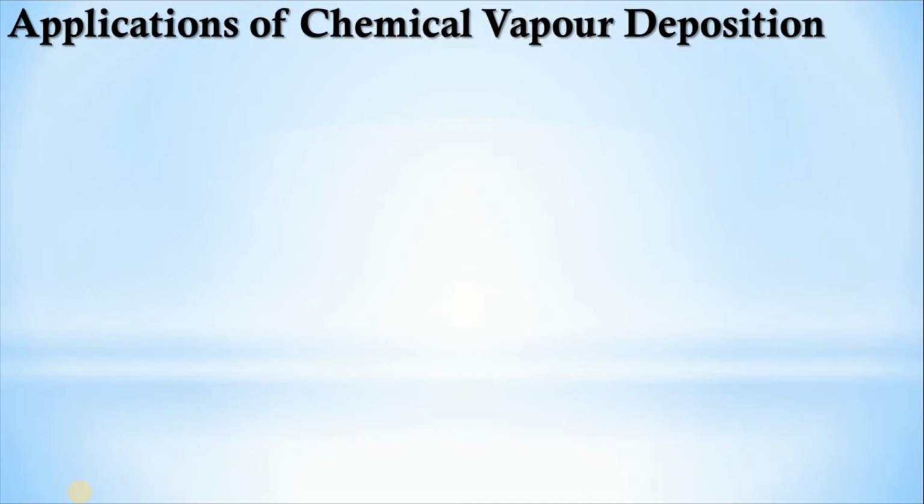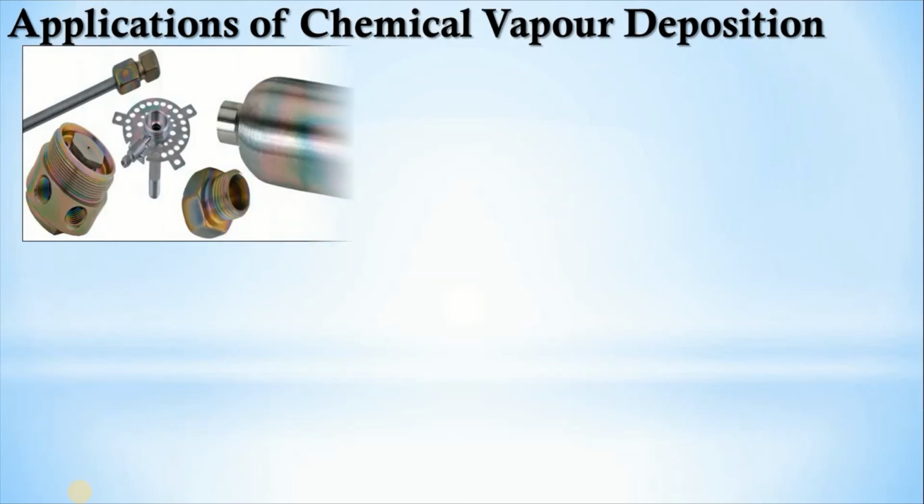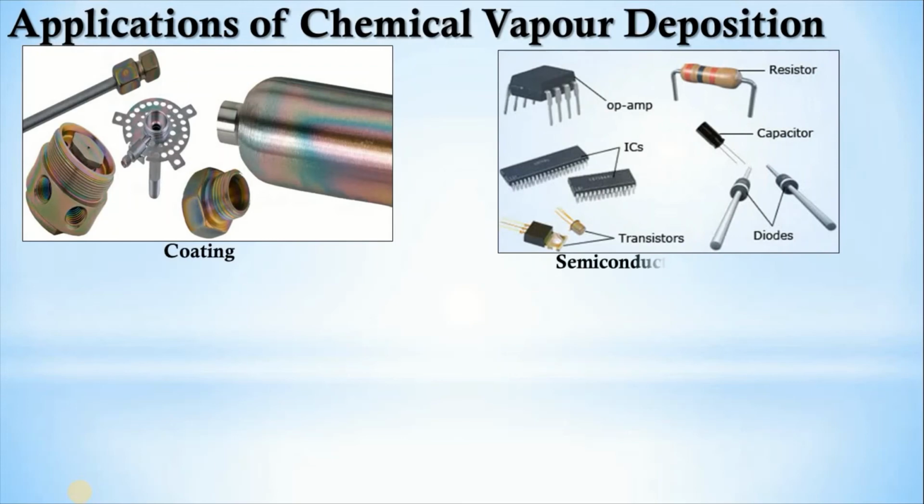Now, where are we using this chemical vapor deposition method? What are the applications? It has a wide range of applications, such as coatings for a variety of purposes like wear resistance, corrosion resistance, high temperature protection, erosion protection, and combinations thereof. Then we can use it in semiconductor devices, integrated circuits, sensors, and optoelectronic devices.